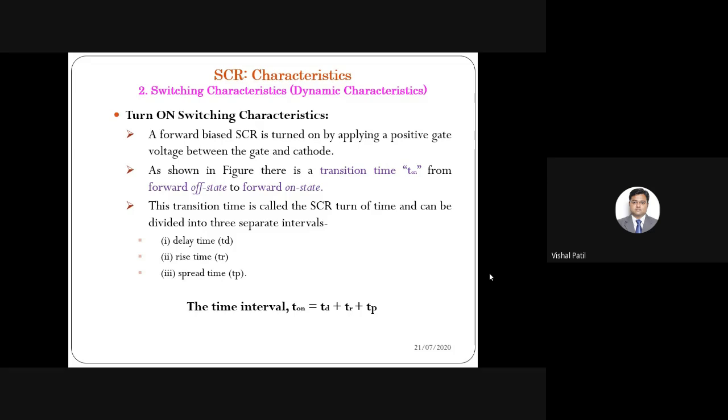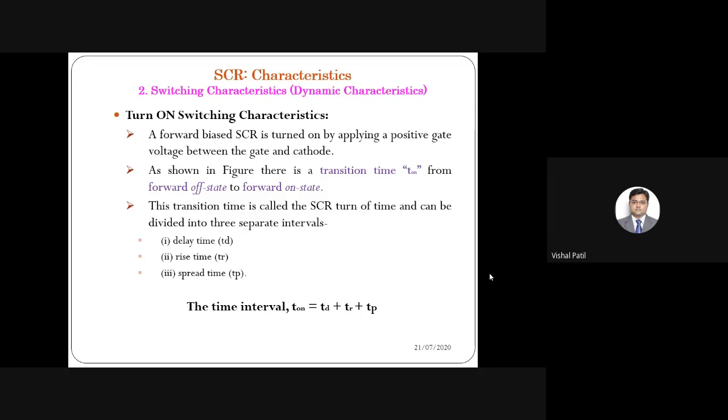Okay, so this transition time is called the SCR turn on time and can be divided into three separate intervals. That is, the turn on time of SCR has three components. Number one, delay time. Number two, rise time. And number three, spread time.